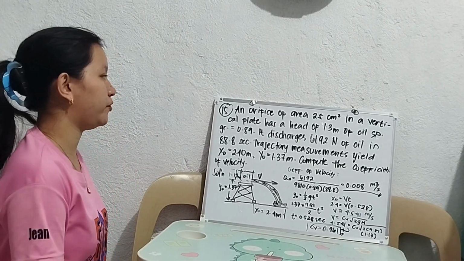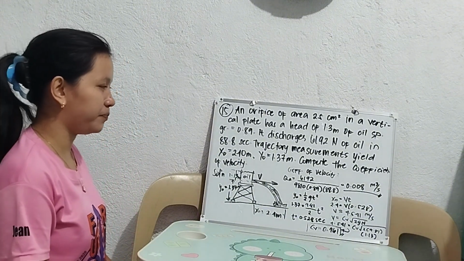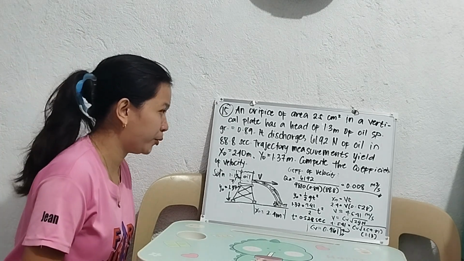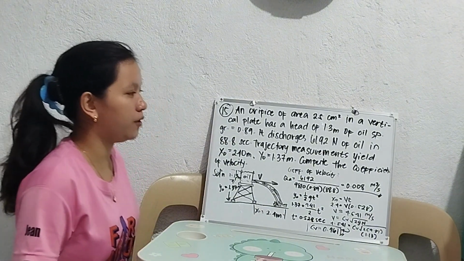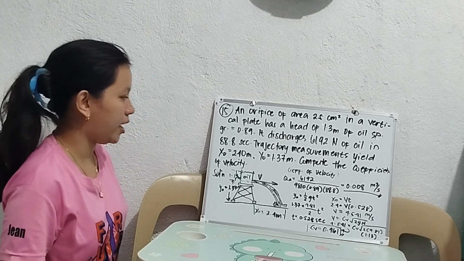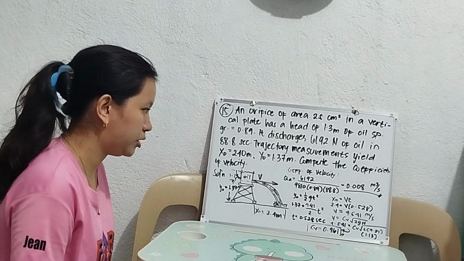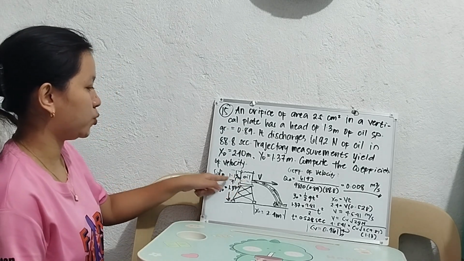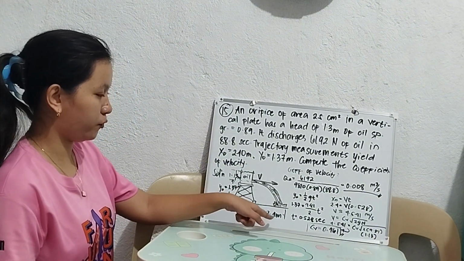So for number 15, an orifice of area 25 square centimeters in a vertical plate has a head of 1.3 meters of oil, specific gravity 0.89. It discharges 6,192 Newton of oil in 88.8 seconds. Trajectory measurements yield X equals 2.4 meters and Y equals 1.37 meters. Compute the coefficient of velocity. So we have a figure here: the oil head is 1.30 meters, the Y is 1.37 meters, and the X is 2.4 meters.